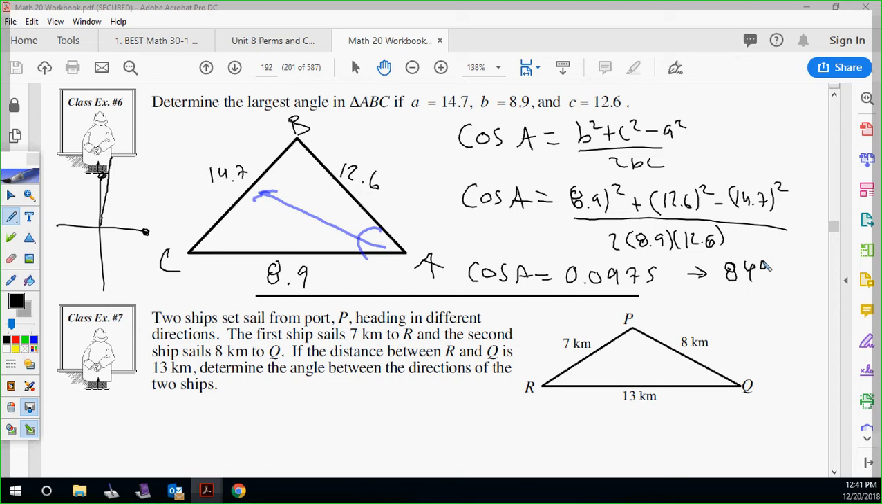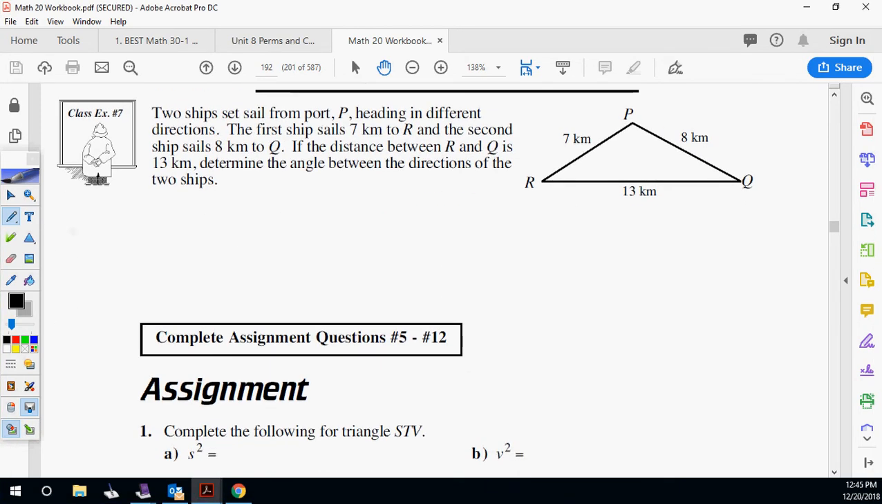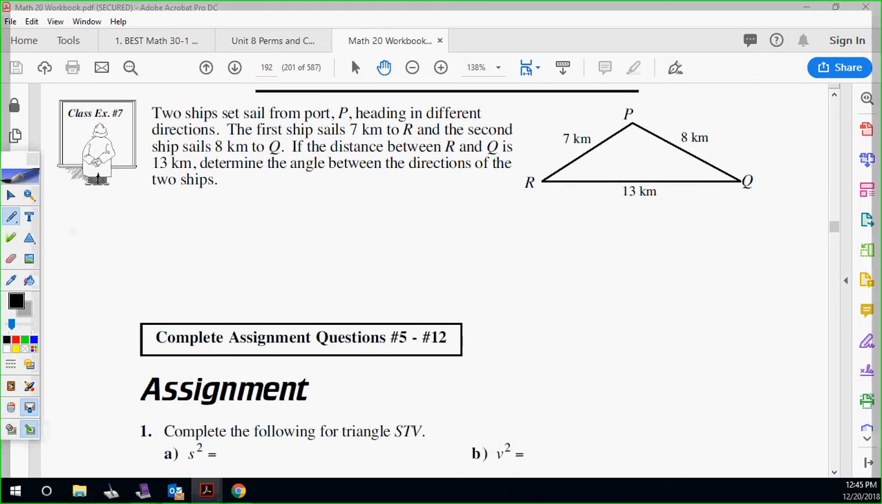All right, last example then. Two ships set sail from port B heading in different directions. The first ship sails 7 kilometers to R. The second ship sails 8 kilometers to Q. If the distance between R and Q is 13 kilometers, determine the angle between the directions of the ships. Okay, so we're trying to find that angle. The ships are R and Q.